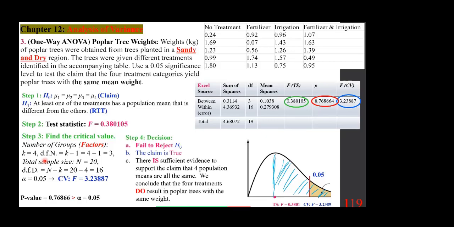Now, if you are not rejecting H0, that means you are not rejecting the claim, and the claim becomes true. So fail to reject H0, the claim is true. There is sufficient evidence to support the claim that the four population means are all the same. We conclude that the four treatments do result in poplar trees with the same weight.